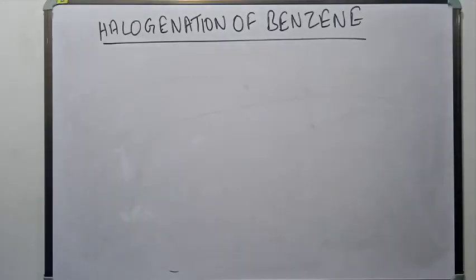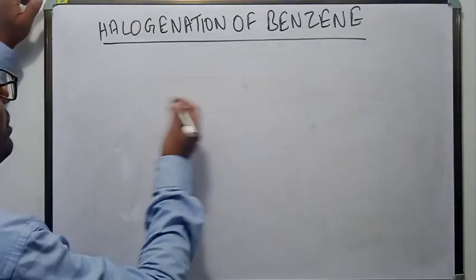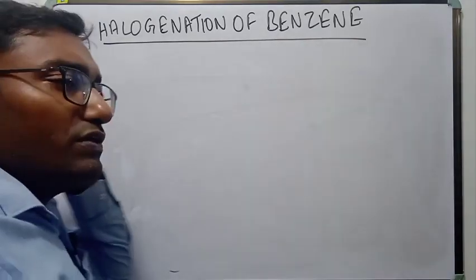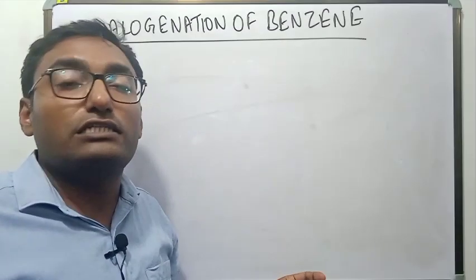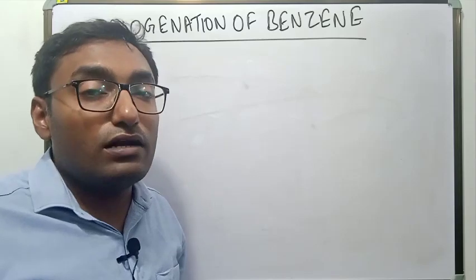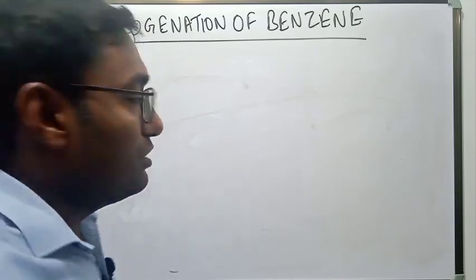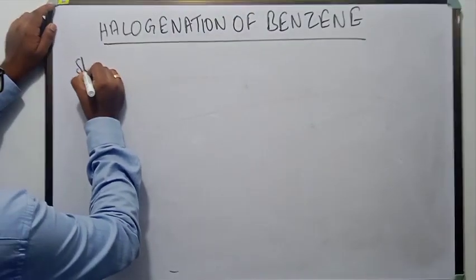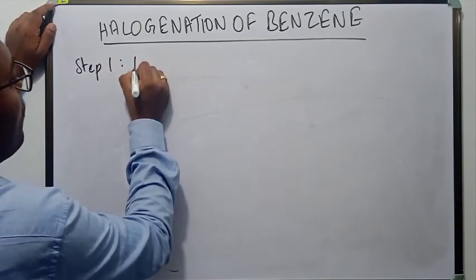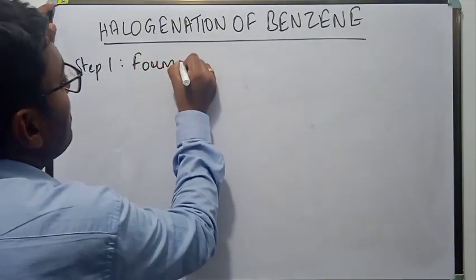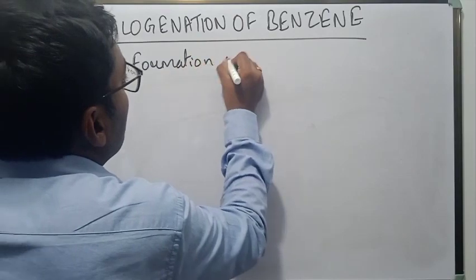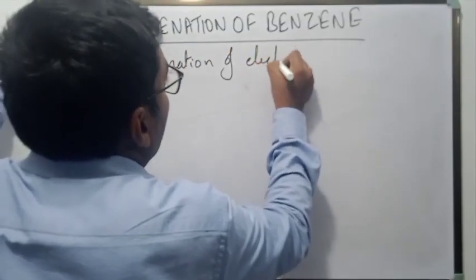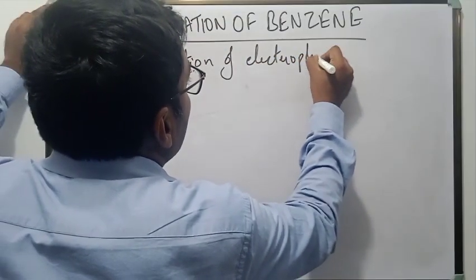Like in the earlier video, we studied that electrophilic aromatic substitution reaction has 3 steps. Step number 1 is formation of electrophile. Let us see how the electrophile is formed here.